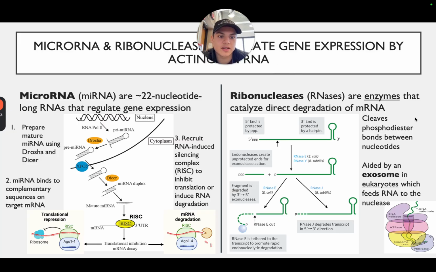And ribonucleases are enzymes that catalyze direct degradation of mRNA. So essentially they'll cleave the transcript itself, and then from there different RNases are going to recognize this cleaved transcript and then promote degradation from there. And some of these are aided by exosomes in eukaryotes, which feed the RNA to the nucleases essentially. So it's like you're shuttling it and making it easier for the RNases to actually do their thing.